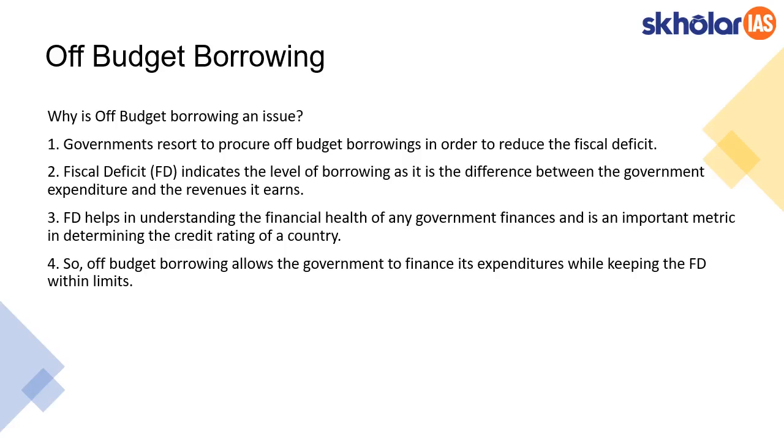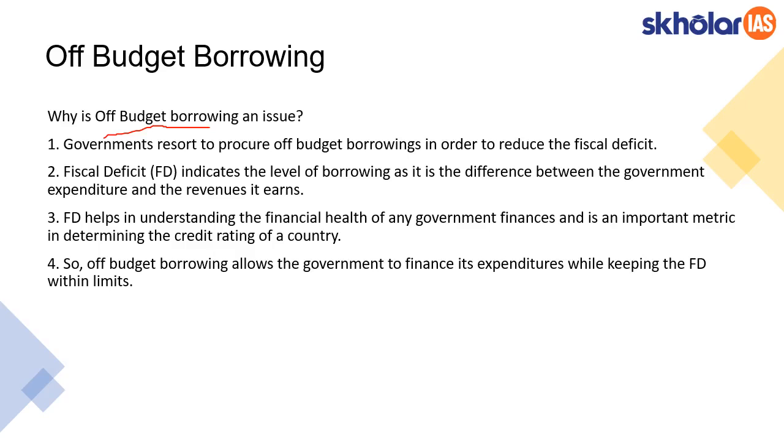The first article is on off-budget borrowing. This is an article related to your GS3 economy section, and it is from the Indian Express newspaper. So why is off-budget borrowing an issue? Let's try to understand that.